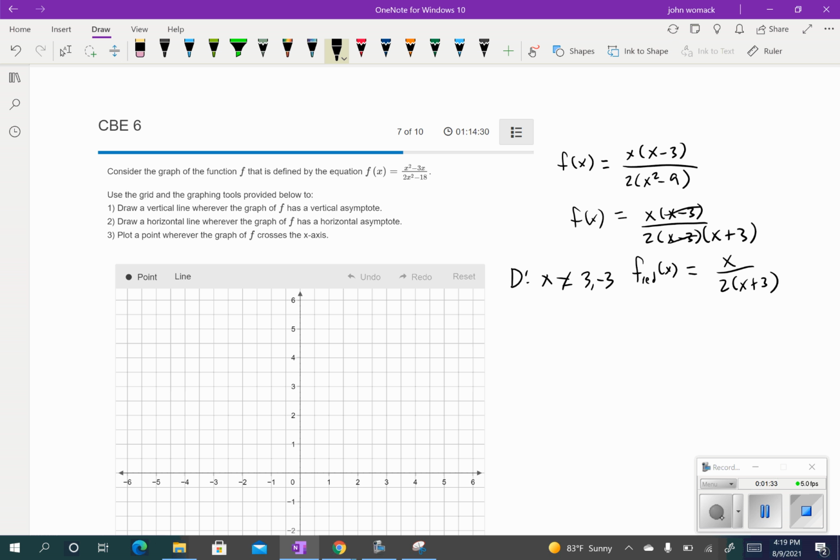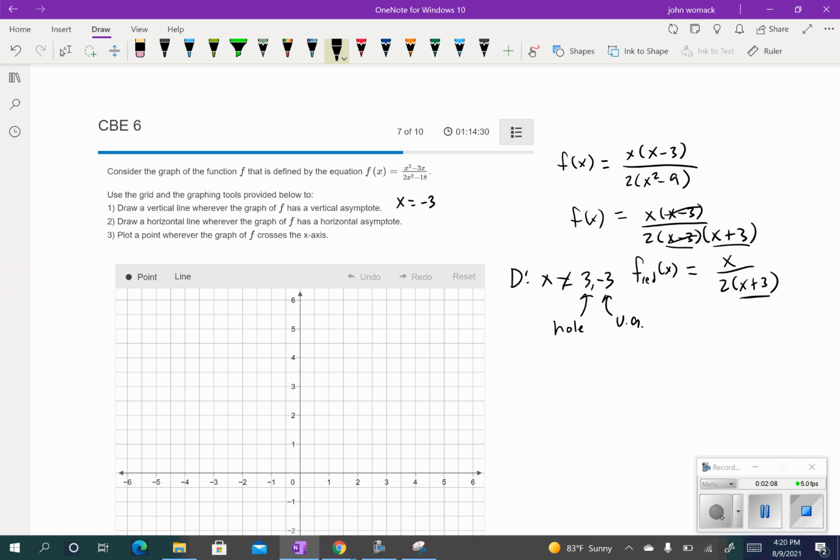Now, what I look at is if the factor reduced out. So originally we said x could not equal 3 because of that, or -3 because of that. Because the x minus 3 reduced out, that means that at 3, there's going to be a hole in the graph. And we could find where that hole is, but it's not asking us for that. Now, the x plus 3 is still there after I reduce it. That means that at -3, there is a vertical asymptote. So there's our first thing: a vertical asymptote at x equals -3.